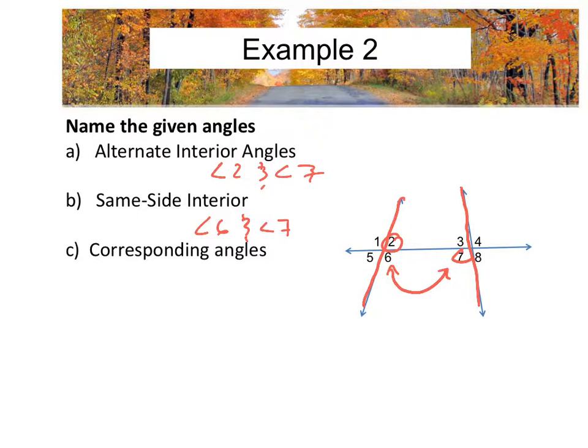Corresponding angles, one's in the same position. Angles 5 and 7. Notice 5 is in the lower left here, 7 is in the lower left here of those two intersections. That would be corresponding angles as well.